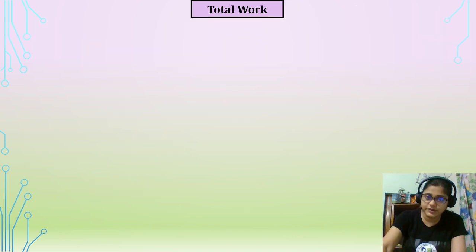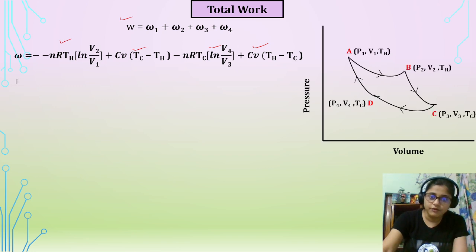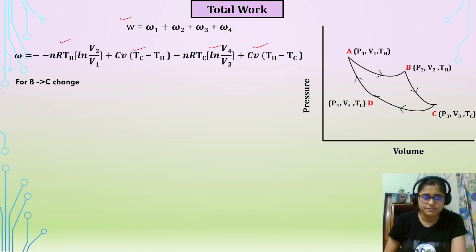Yes, 4 steps we know. Now we have to calculate the total work. Total work will obviously be, for a cyclic process, W1 plus W2 plus W3 plus W4. Okay, and I have put all the work formulas here which we got till now. Now, what will be the case for the B to C change?